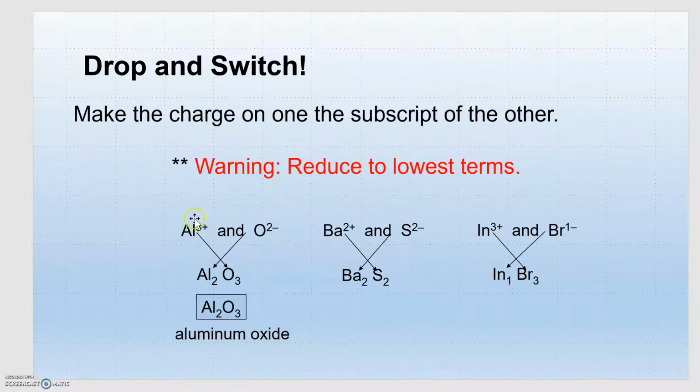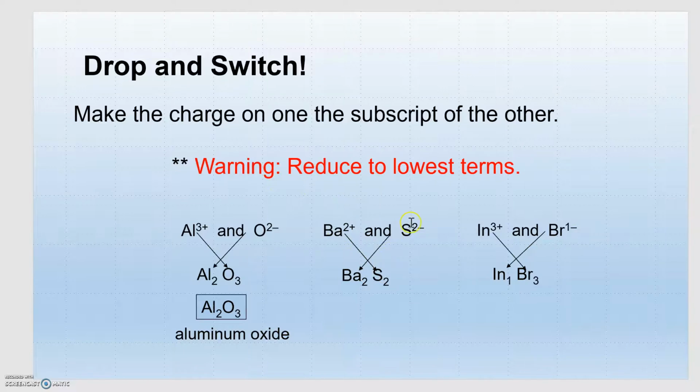Here's an example. We have aluminum, which has a +3 charge, and an oxygen with a -2. If I take the charge on the aluminum, 3, I say, okay, 3 oxygen atoms. The charge on the oxygen is 2, so I'm going to say 2 aluminum atoms, and that gives you a neutral compound. We have 2 3s, that's a +6. We have 3 -2s, that's a -6. And that's our aluminum oxide. You do have to be careful because you have to reduce to lowest terms.